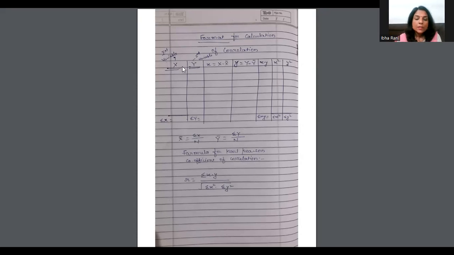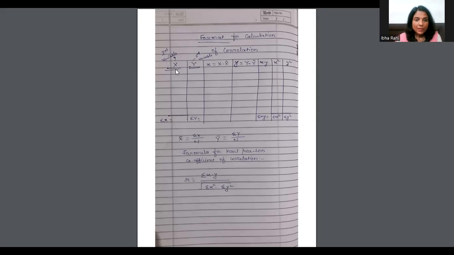The first variable here may be price, so it will be the x variable. The second variable, demand or supply, whatever is there in the question, you can write it. So x and y, two variables they will give you in the question. Now we have to calculate Karl Pearson's coefficient of correlation based on these two variables x and y. So this format you have to remember.